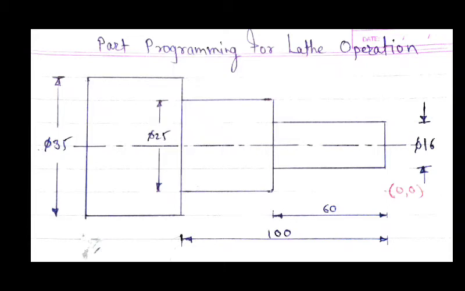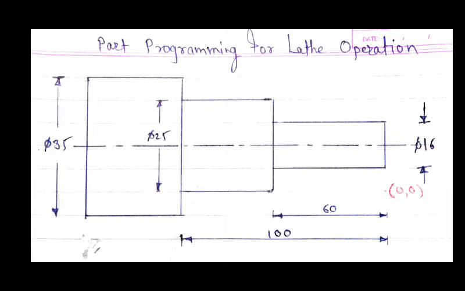Hello everyone. Today we are going to see one more part programming for the lathe operation. In this we are going to see the programming for the turning of the CNC lathe machine. Before starting that part programming, we are going to see once again the difference between NC machine and CNC machine. NC stands for numerical control. CNC stands for computer numerical control.